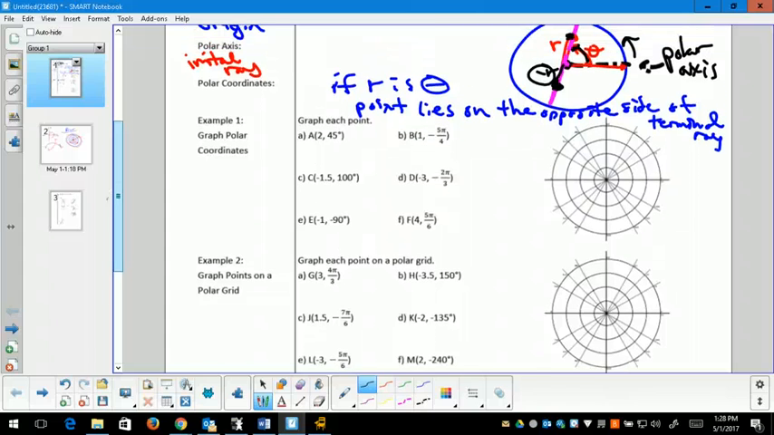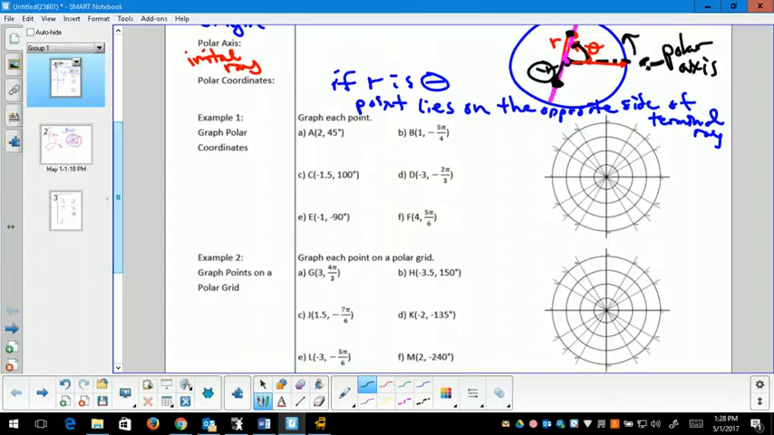So graph each point. We're going to go 45 degrees for this first one. We go 45 degrees from our polar axis, which there's our 45 degrees. And we go to the second ring out to represent 2 units away. Maybe it's miles or feet or whatever the units is. That's how far away we go. And that is point A.